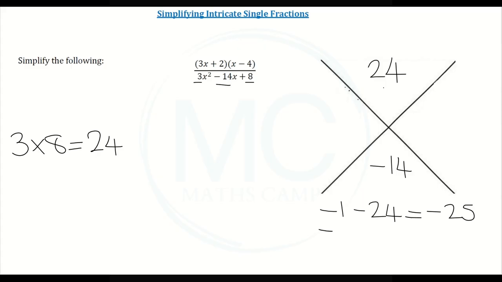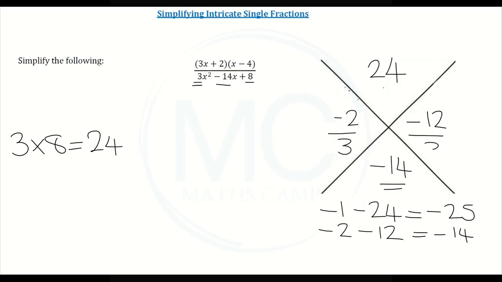24 divided by negative 2 gives us negative 12. Negative 2 minus 12 gives us negative 14. It's the value over here. So the factors we are looking at are negative 2 and negative 12. The coefficient of the squared term is 3. So we say negative 2 over 3 and negative 12 over 3.